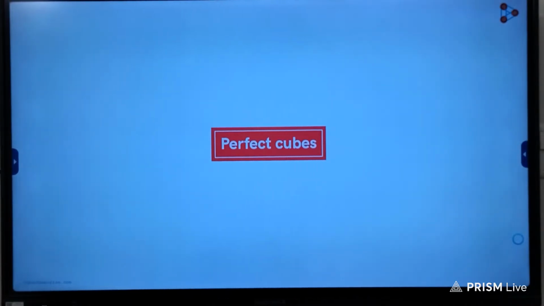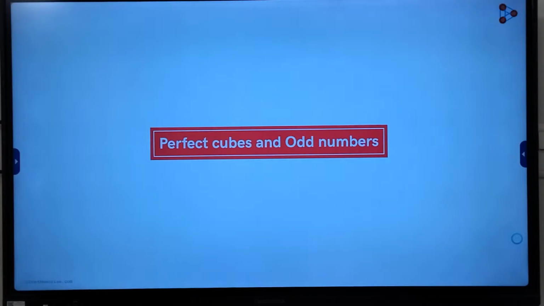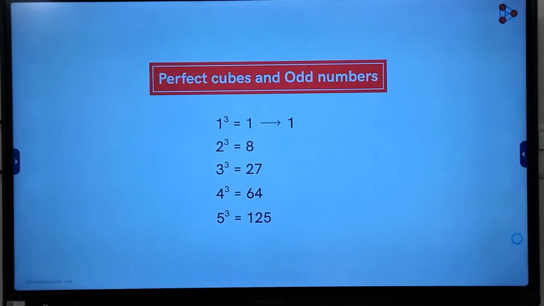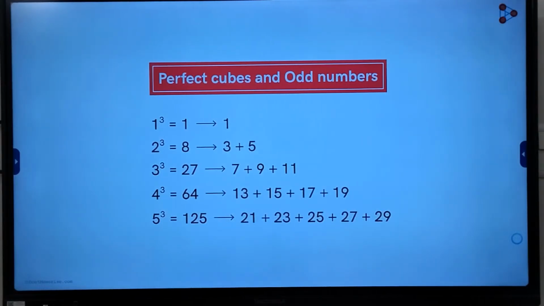In the previous video, we have seen what perfect cubes are. Now let's see if there's any relationship between perfect cubes and odd numbers. Here we have the cubes of numbers from 1 to 5. 1 cube is 1 itself. 2 cube is 8. We can express this 8 as the sum of odd numbers 3 and 5. 3 cube is 27, and it can also be represented as the sum of odd numbers 7, 9 and 11. Similarly, we can represent the remaining cubes as the sum of odd numbers.